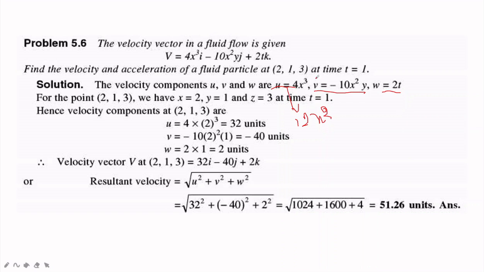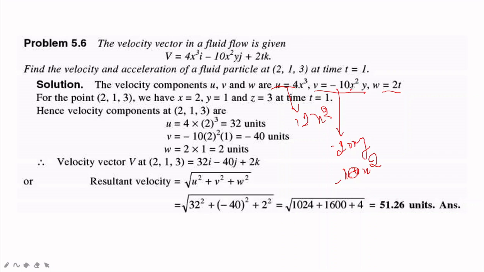Next, ∂v/∂x. ∂v with respect to x is minus 20xy. Then ∂v/∂y, yes, we can do. The y term is also there. ∂v/∂y is nothing but minus 10 into x square, right? Then ∂v/∂z, the z term is not there, so 0.